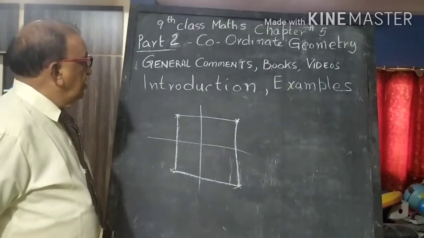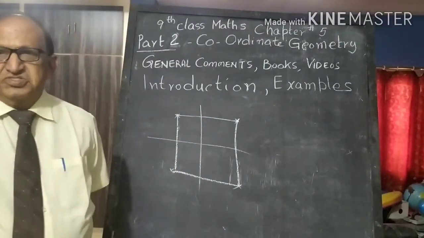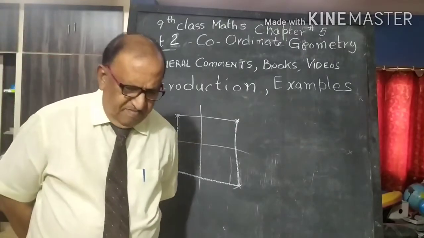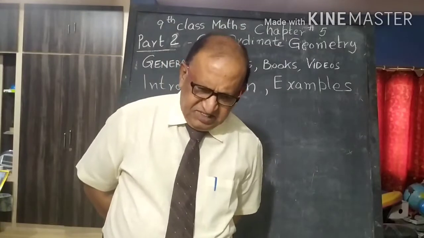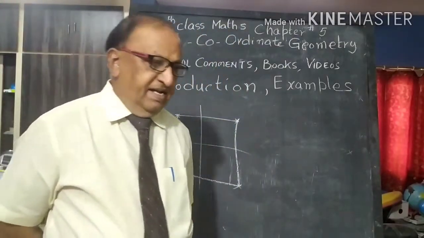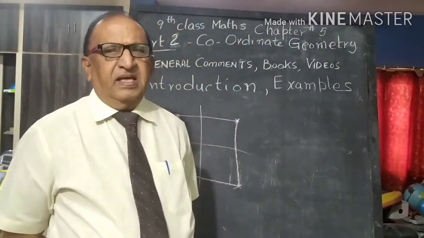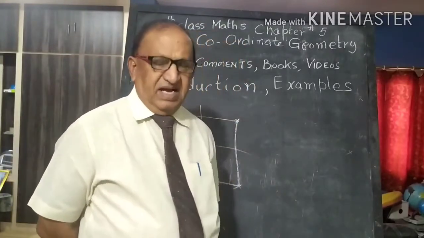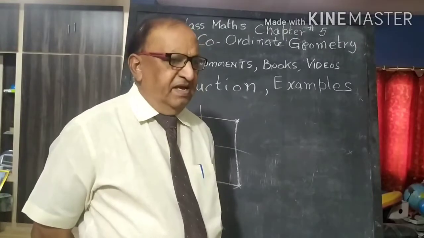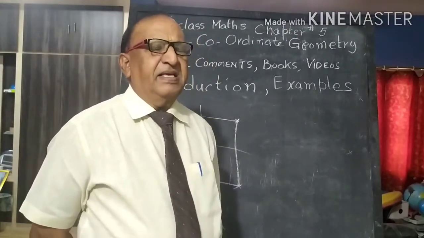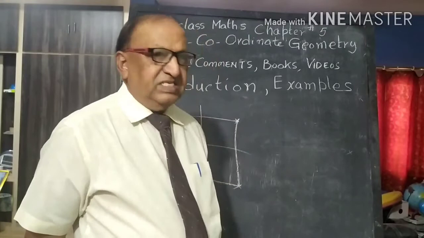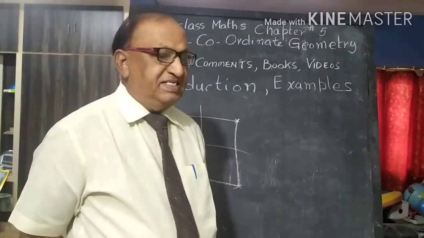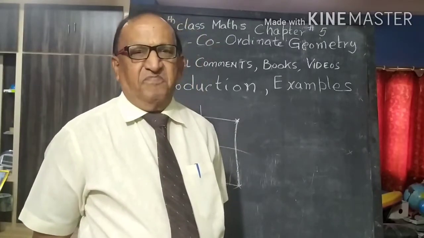Okay? So, we are coming to the end of this chapter 5. Once again, I told you, a mathematician in the 17th century, his name is René Descartes. He is known as Cartesius, because his name is Cartesius. The geometry he developed is called the Cartesian coordinate system. Now, this coordinate geometry is very, very, very important.